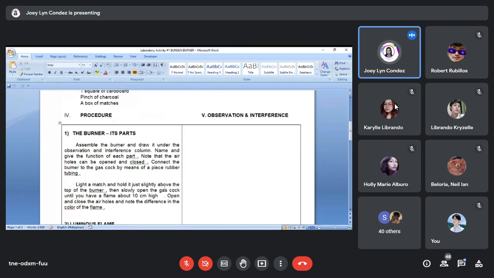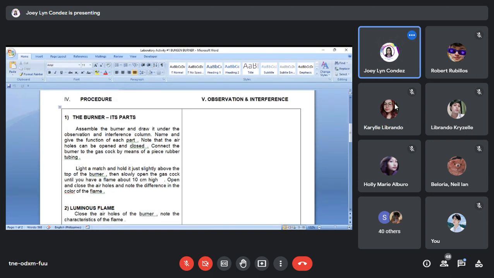Okay, so please read and understand the procedure. For example, we have here: assemble the burner and draw it under the observation and interference column. So for example, manaka og assemble sa burner. Okay, we will practice assembling the burner. So you draw it here.